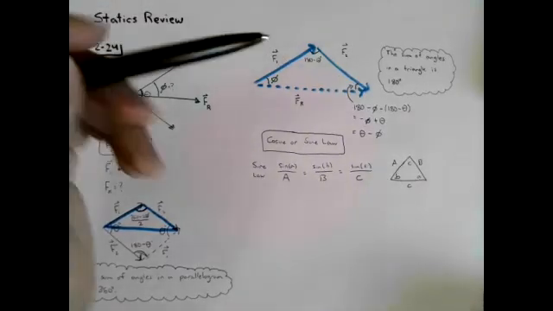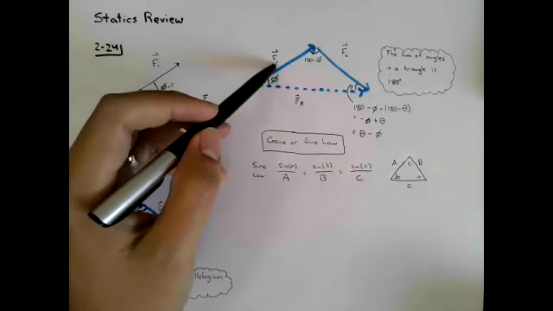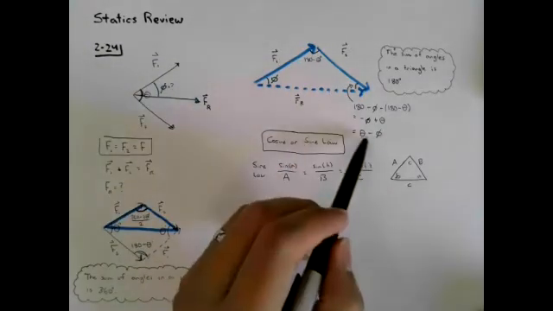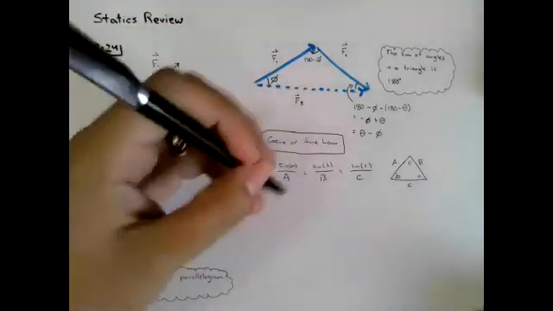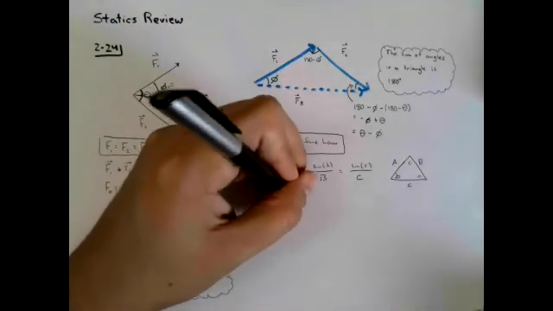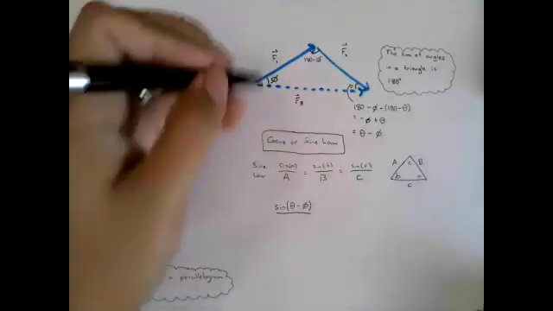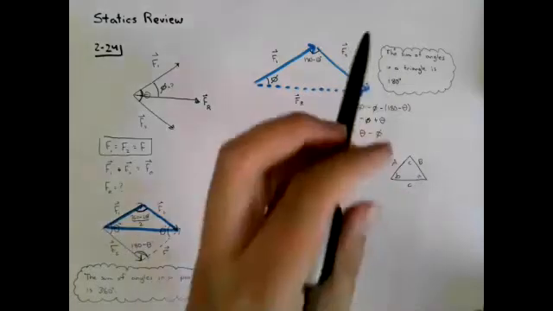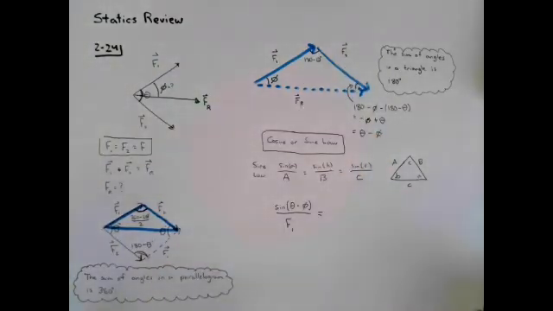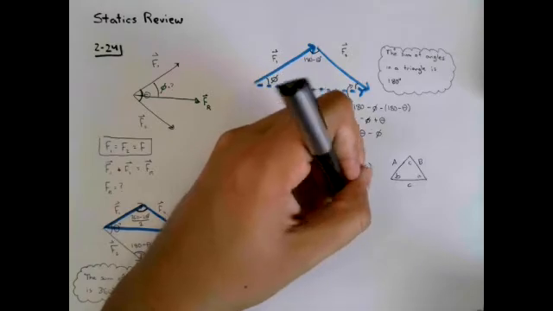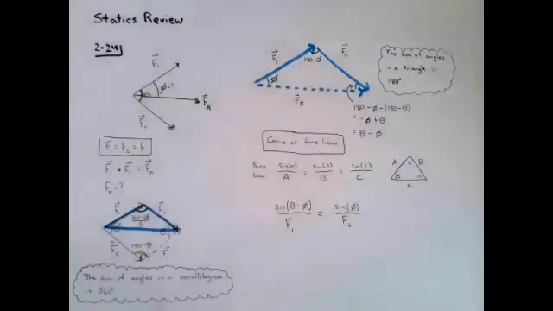So I'm going to start with F1. What is the opposite angle for F1? Which of these three is the opposite angle? Theta minus phi. Exactly. It's theta minus phi that is the opposite angle to F1. So I can apply the sine law and say that the sine of theta minus phi divided by the magnitude of F1 is equal to, and now I'm going to use F2. What's the opposite angle for F2? Phi. Yep. Equal to the sine of phi over the magnitude of F2.